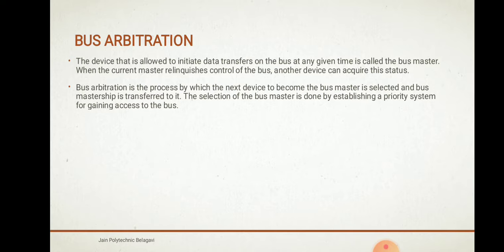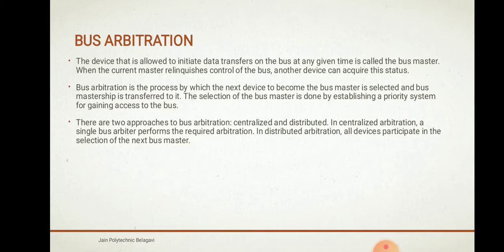Now bus arbitration is the process by which the next device to become the bus master is selected and the bus mastership is transferred to it. Two or more devices always try to get control over the bus. When the next device is ready to become the bus master and it is selected and bus mastership is transferred to it, that is called bus arbitration. The selection of the bus master is done by establishing a priority system for gaining access to the bus. Now there are two approaches to bus arbitration, centralized and distributed.